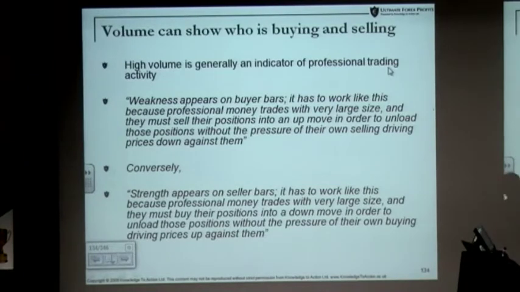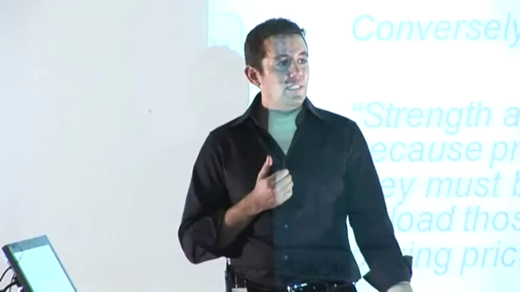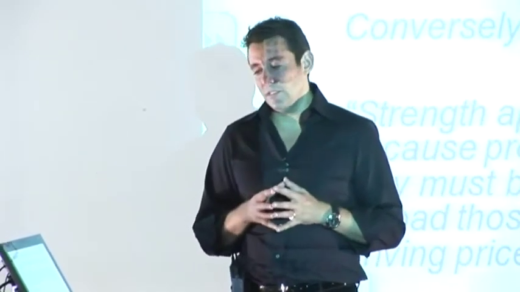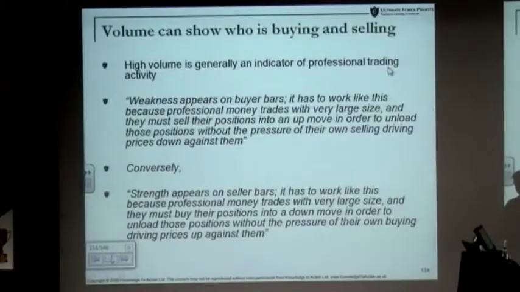weakness in a chart appears on the buyer bar, and it must work like that. And the reason it must work like that is because big professional traders, big trading houses, the interbank market, trade with extremely large size, very, very big size, I mean hundreds of millions of dollars, and they must sell their positions into an up move in order to unload the positions without the pressure of really their own selling driving the price down too quickly. Does that make sense? And I want you to know that, because strength also appears on seller bars.